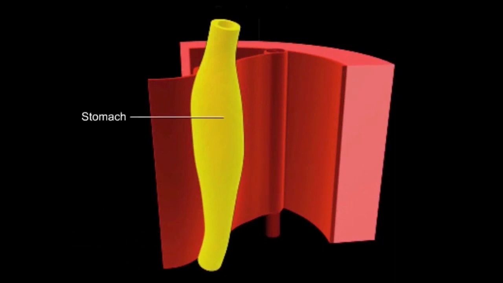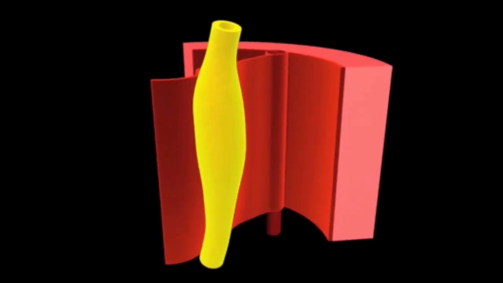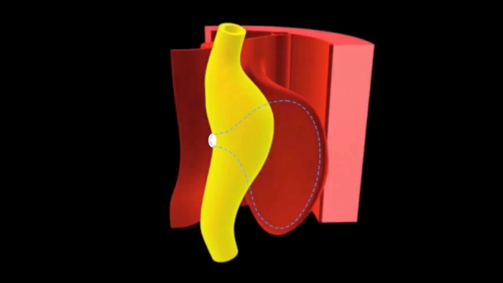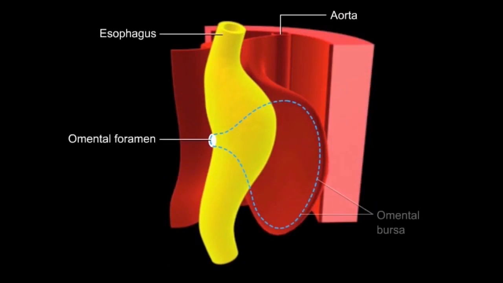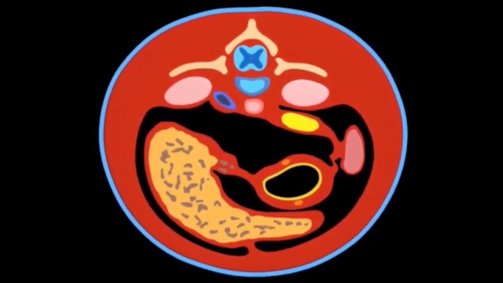The primordial stomach apparently rotates 90 degrees in a clockwise direction in a longitudinal axis. Its dorsal border becomes the greater curvature and migrates to the right. The ventral border or lesser curvature moves to the left. Following rotation, the left side of the stomach becomes the ventral surface, and the right side is now the dorsal surface.